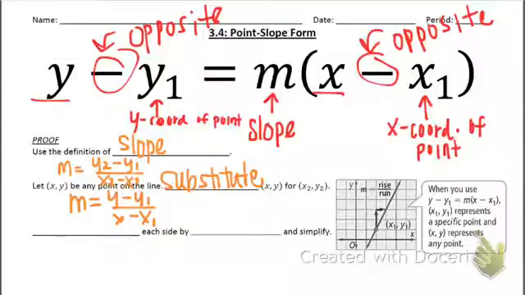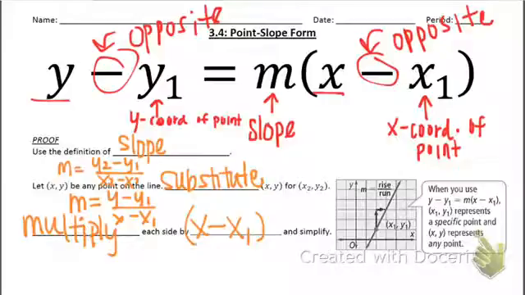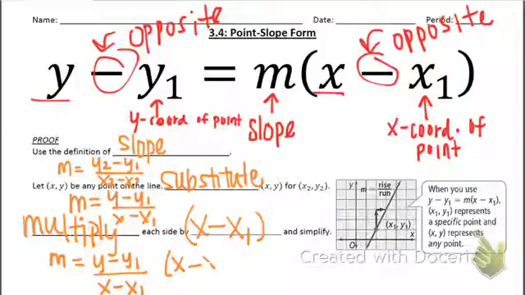Okay? Now, I want to get this x minus x1 out of the denominator. Right now it's being divided. So what's the inverse of division? Multiplication. So we are going to multiply each side by the denominator, x minus x1, and then simplify. Make sure you put it in parentheses. So watch what happens. If I have m equals y minus y1 over x minus x1, to get x minus x1 out of the denominator, I multiply by x minus x1, and whatever I do to one side, I have to do to the other.